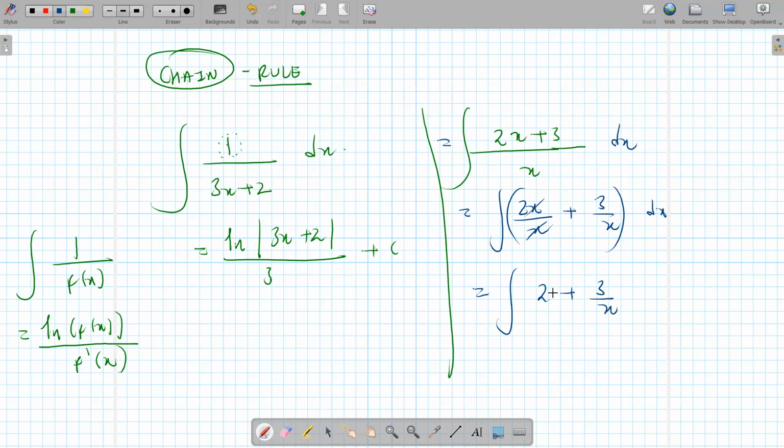Now I'm going to give you a hint for 2. 2 is the same thing as 2 times x to the power 0. What's the integral of 2x to the power 0? Use the power rule. 2x over 1, or just 2x. What's the integral of 3 over x?